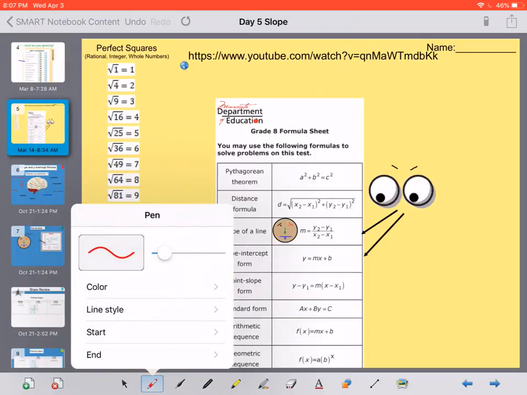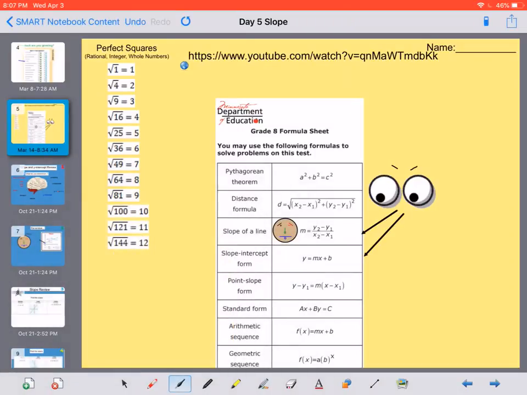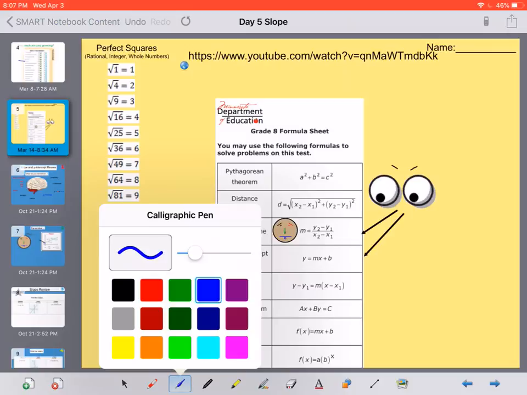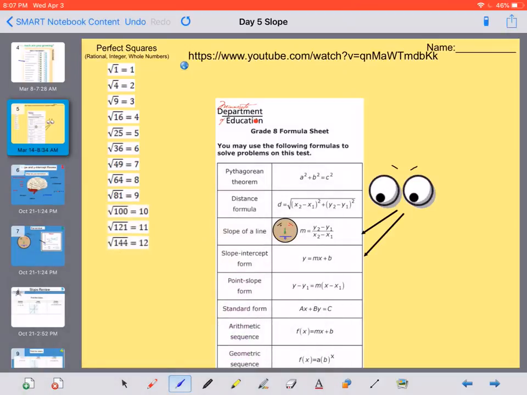Today we're going to be working with slope. On your formula sheet there are two things I want you to notice. We're going to be working with slope of a line and we're going to be working with the slope-intercept form here.